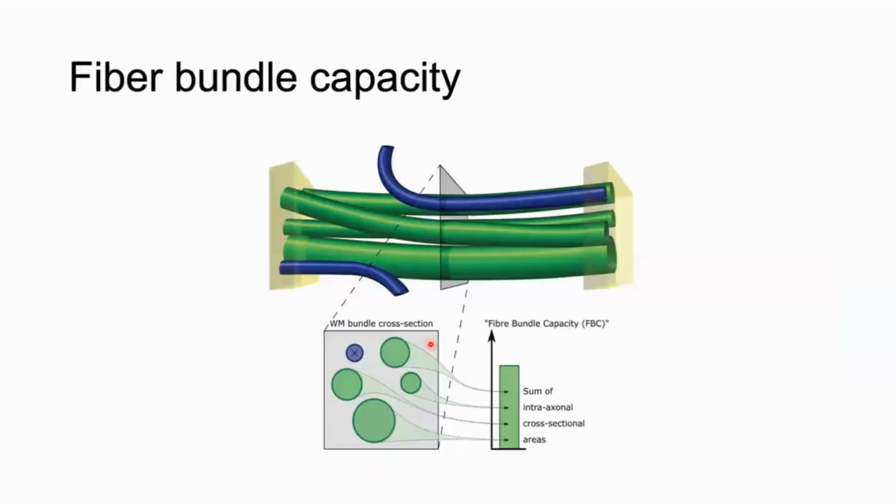Again, fiber bundle capacity here. We saw this before, but essentially the fiber bundle capacity is the sum of all the bundles that contribute to the area. So if two nodes have lots and lots of fiber bundles that contribute lots of volume, apparent fiber density, and then you get a cross section, that connection is strong, or there's a lot of capacity in that fiber bundle. That's the idea.